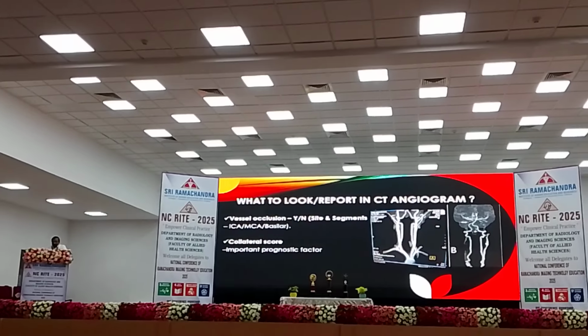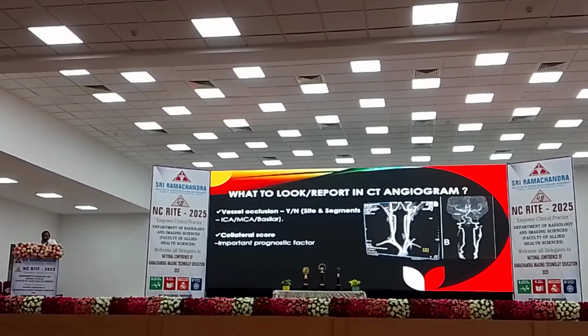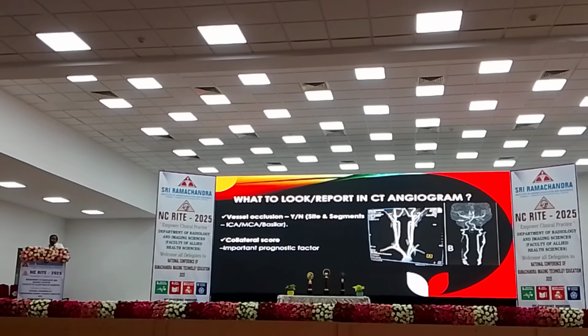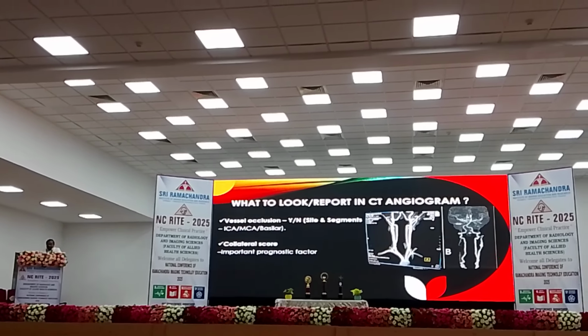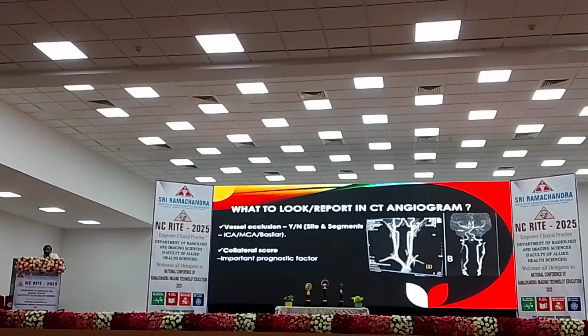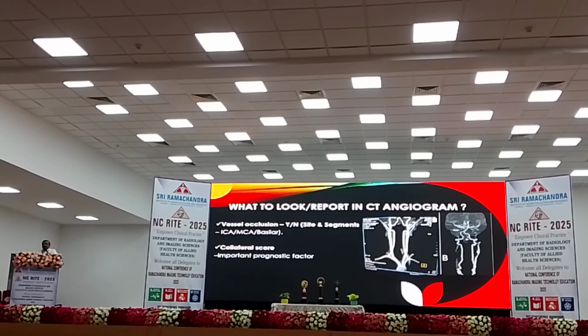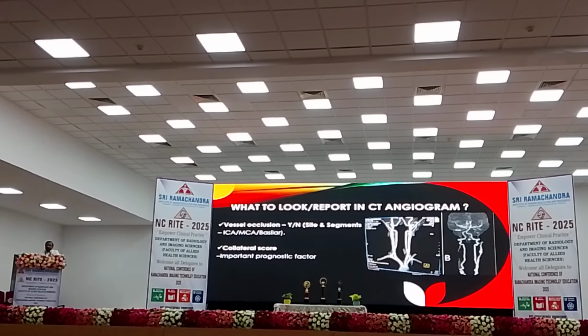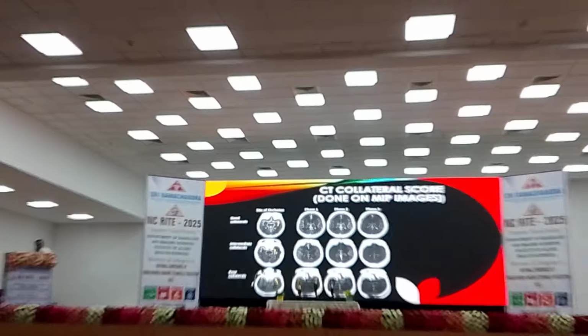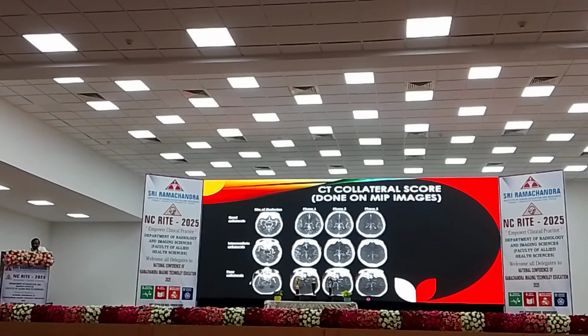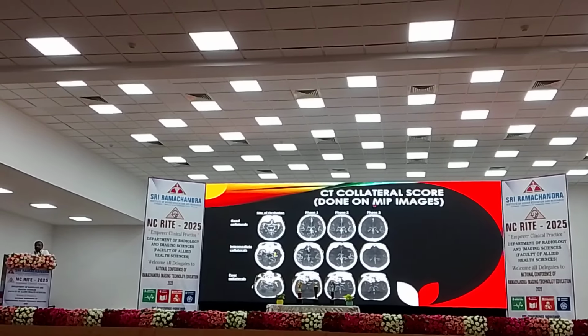And what we look at in the report of the scan: see any vessel occlusion. If it says yes, see the segment and the site of the occlusion. And the third thing, which is very important to see, is the collateral signs. This is also very important, whether it is there or not, we have to see. And you can see that collaterals are the branches from the main arteries.